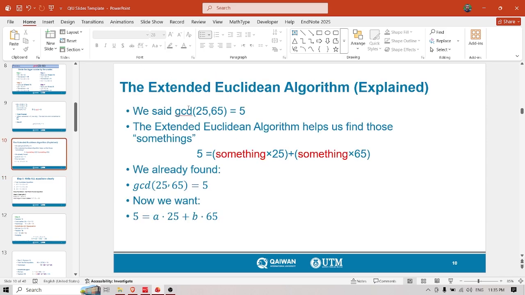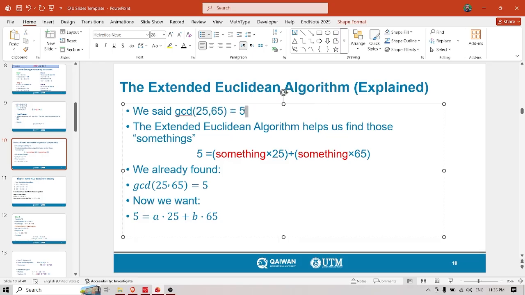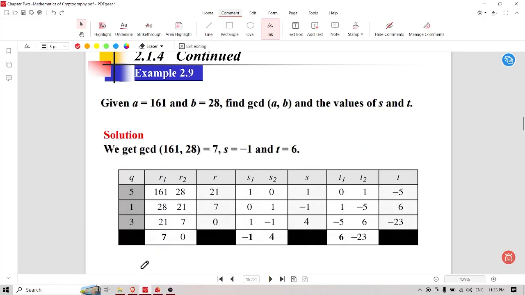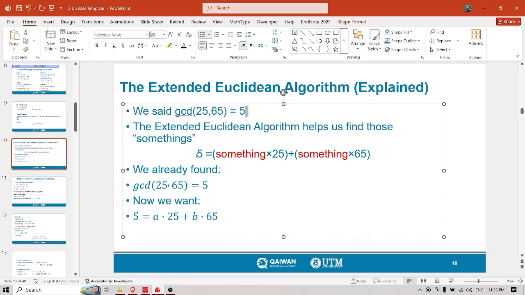We have the GCD of 25 and 65 will equal 5. However, we will use a simple technique. What do I mean by this? We say that the 5, which is the GCD, the greatest common divisor of 25 and 65, is equal to 25 and 65, where the 25 is multiplied by something and the 65 is multiplied by something. If we add these two, we will get the 5 again.